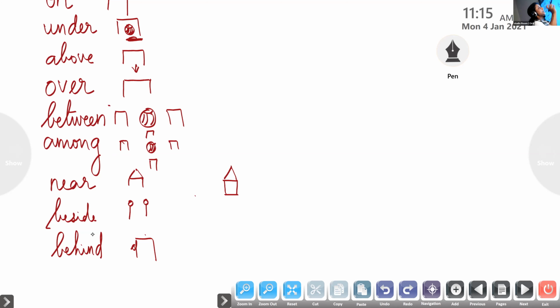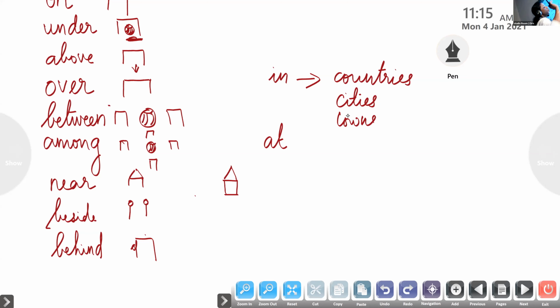Location means what? Only we are learning about in and at. Okay. In tells us about the countries, cities and towns. What does it tell us, children? Countries, cities and towns. Clear? We use preposition in when we are talking about the location, that is the area, when we are talking about the countries, cities and towns. Is that clear to all of you?